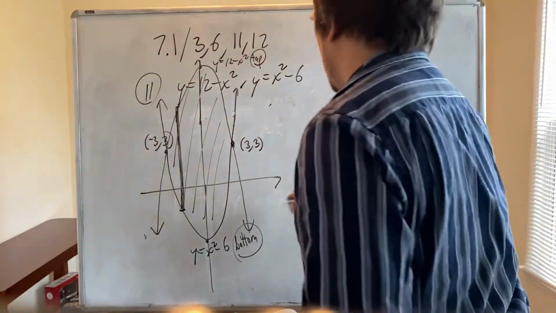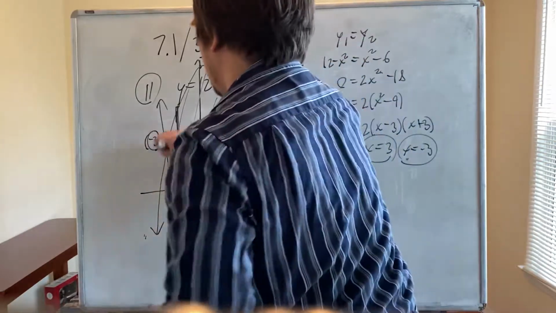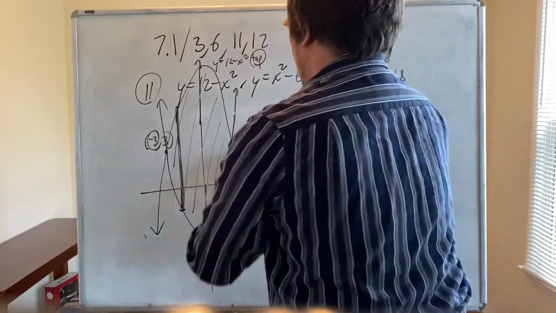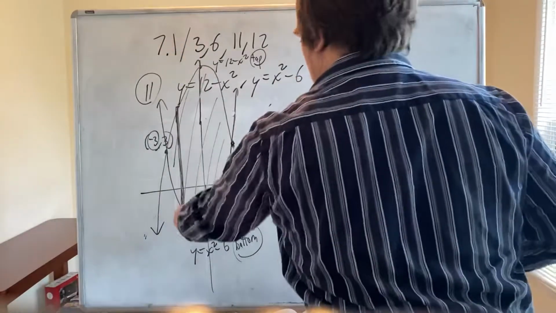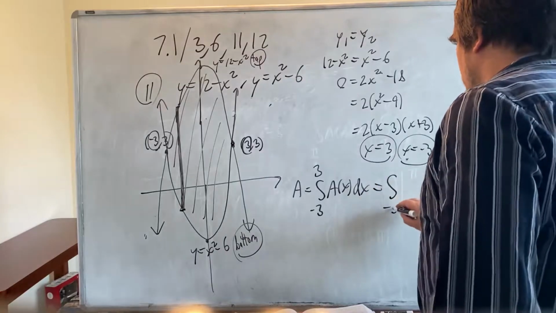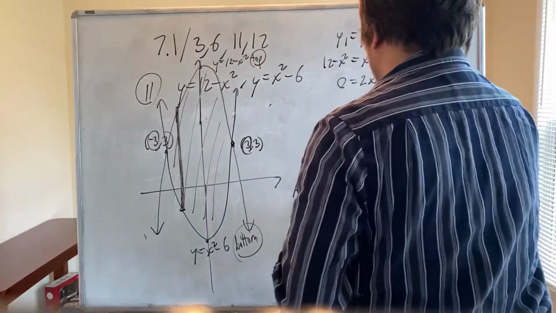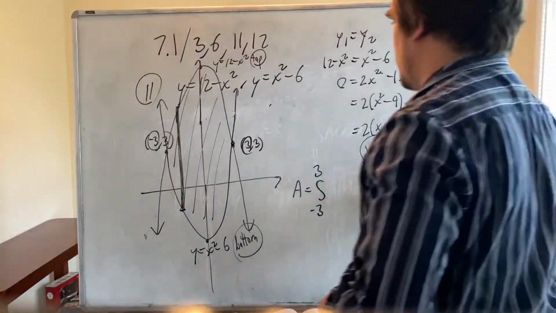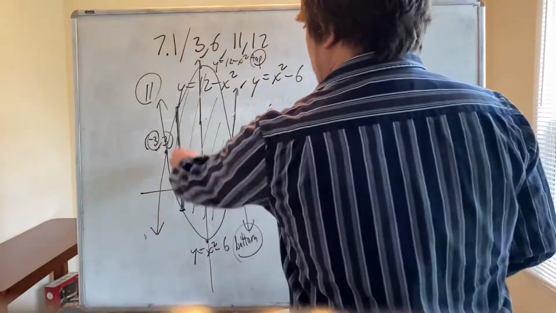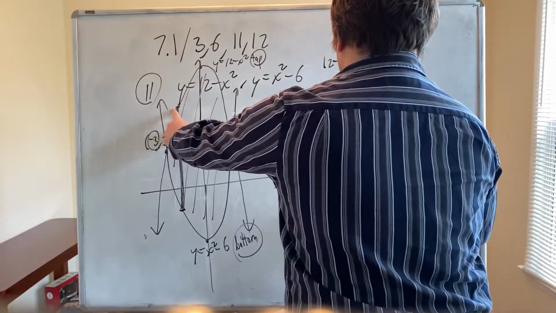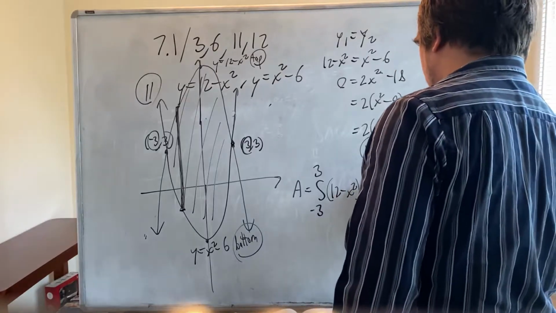And so the area of that shaded region is equal to the integral from the smallest x value, which is negative 3, to the largest x value, which is 3, of A of x dx, the difference in heights there. Oh, sorry, it's not A of x, it's just the top function minus the bottom function. So it's the top function, which is 12 minus x squared, minus the bottom function, which is x squared minus 6.